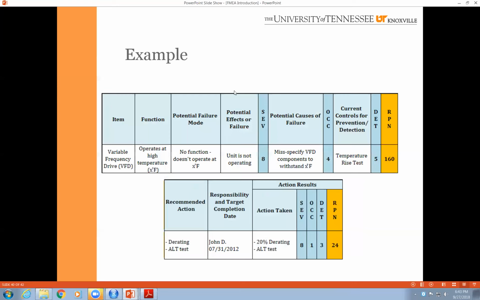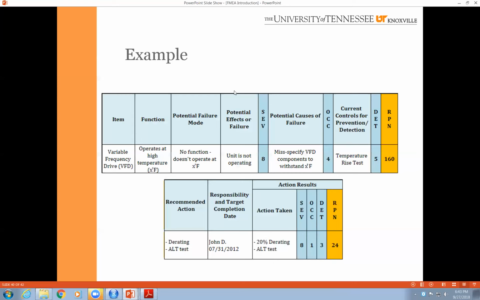So basically, an example in a BFD, just carry on. It should operate at a certain temperature. The failure mode is that it doesn't operate at X temperature, whatever the X temperature was. And the effect of the failure is the unit does not operate. So I go back and say, okay, what is the severity of the unit not operating in my severity table? And it's an 8. It's a big deal.